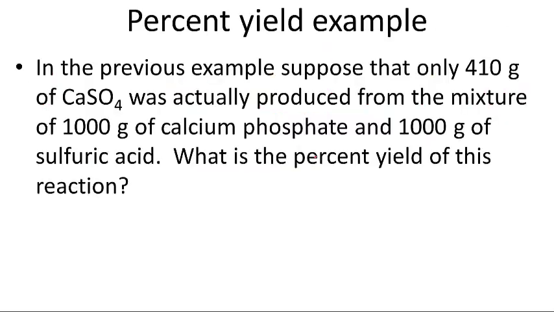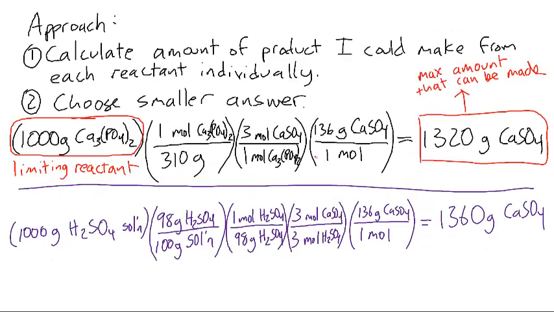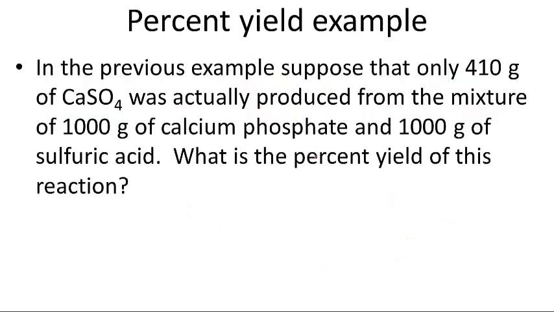All right, so let's see. In the previous example, we calculated how much calcium sulfate we could have made. It's just a few slides earlier. 1320, so our theoretical yield was 1320. If we only made 410 grams, what should we do with all the people running our calcium sulfate shop? Fire them because they were really inefficient.